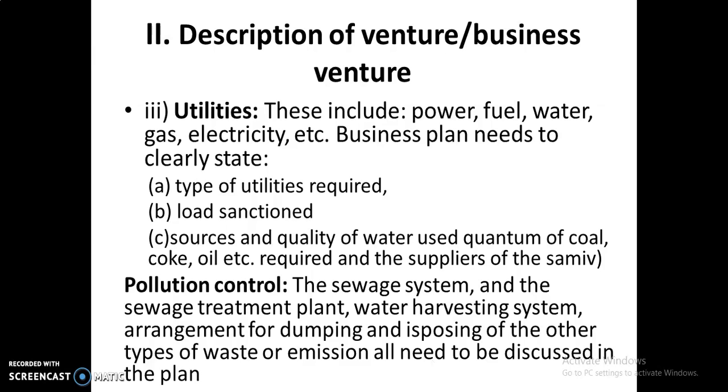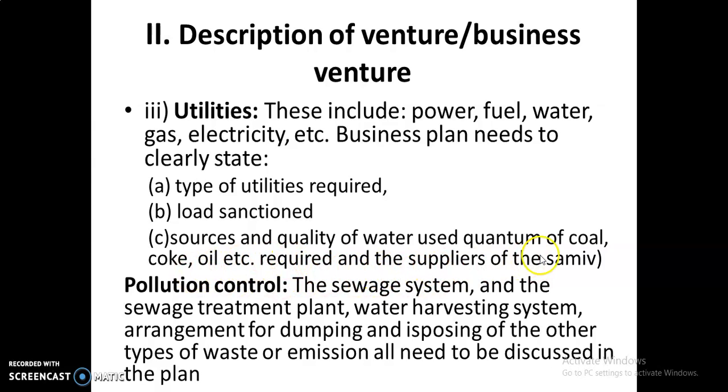Next, utilities. These include power, fuel, water, gas, electricity, etc. The business plan needs to clearly state the type of utility required. Regarding the different forms of utilities, we have already learned in the beginning of the chapter. Then the load sanctioned, sources and quality of water used, quantum of coal you have to burn in the factory. You're going to convert the raw material, which, as I told you, will undergo some process and then come out as a product. So how much coal you require, how much coke, oil, etc.